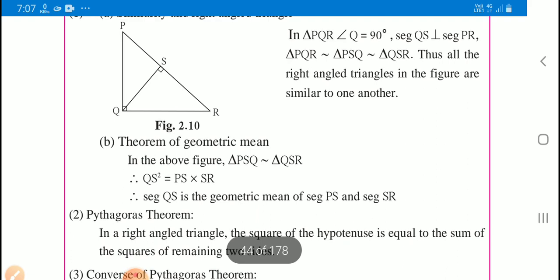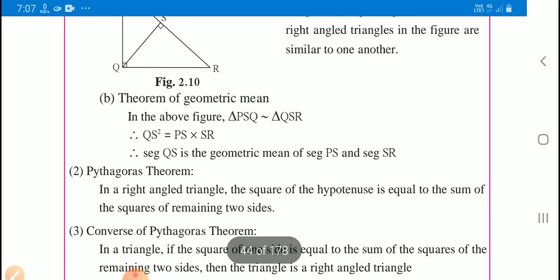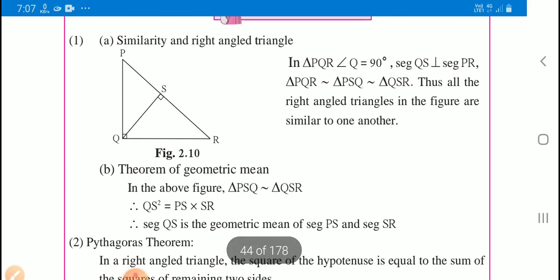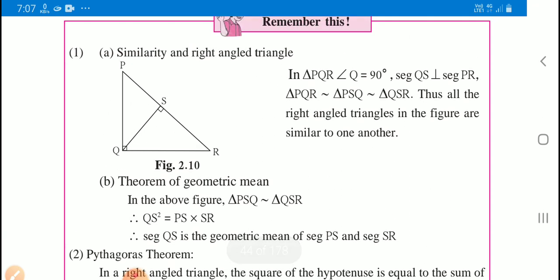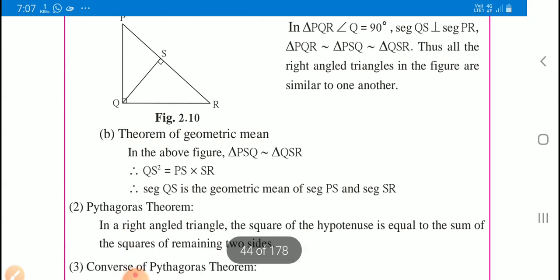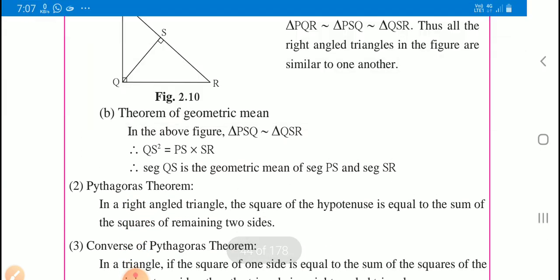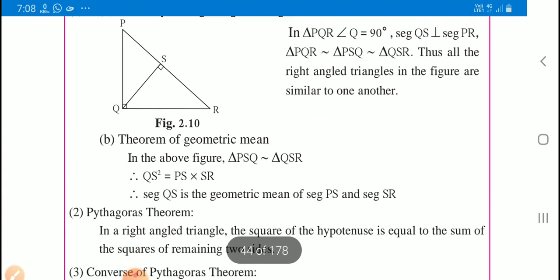Then the next is the theorem of geometric mean. In the above figure, triangle PSQ is similar with triangle QSR. Then you can say that QS square is equal to PS into SR. Means look here, this hypotenuse is divided into two parts. Those parts only we are multiplying while finding the geometric mean. Therefore, QS square is equal to PS into SR. Therefore, segment QS is the geometric mean of segment PS and SR.